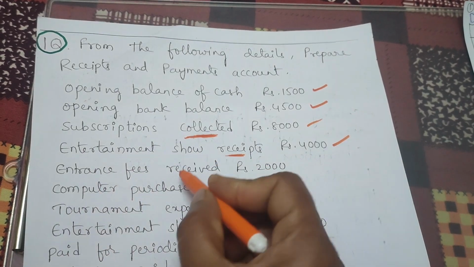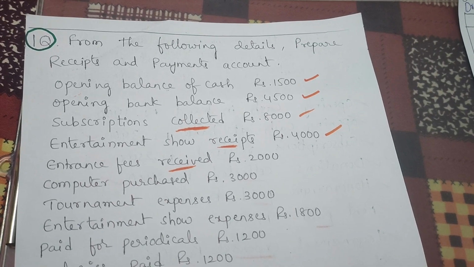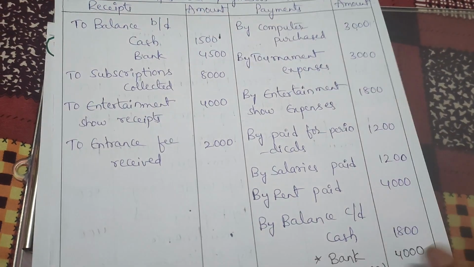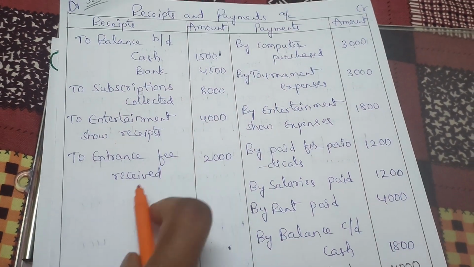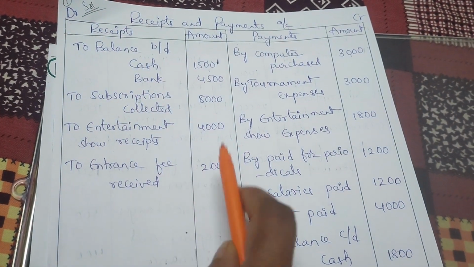Entrance fee received. Again it is a received one. So received items will always be recorded under receipts only. So entrance fee received, on the debit side under receipts, we recorded 2,000 rupees.